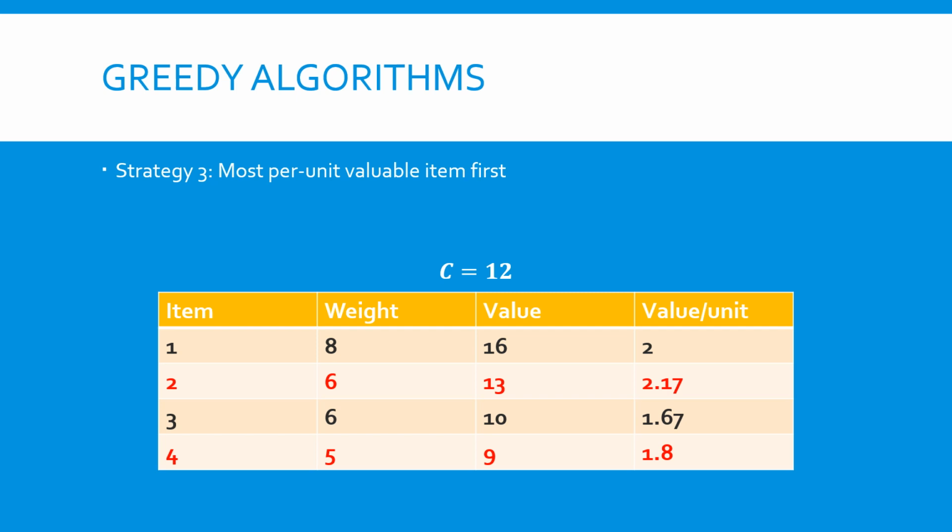Finally, let's try picking the item that has the highest per unit value. We will first pick item 2, and then item 4. The algorithm would terminate here, resulting in a total value of 22. It does not achieve the global optimum of 23 either.